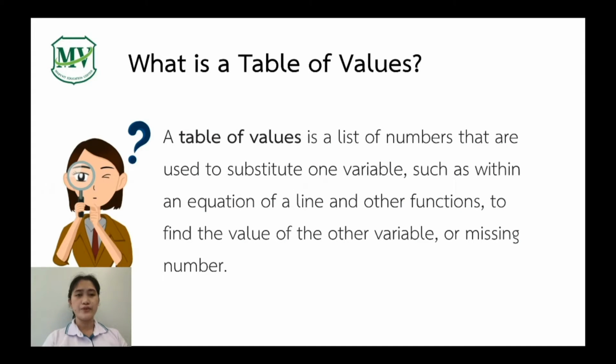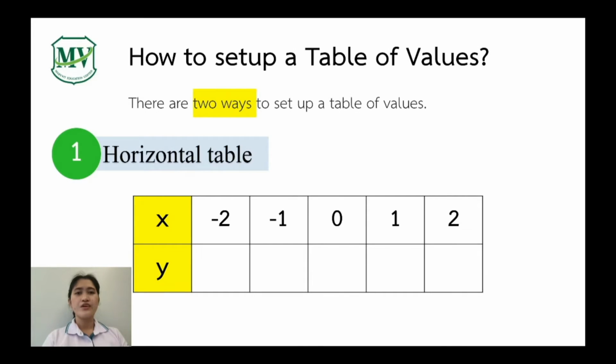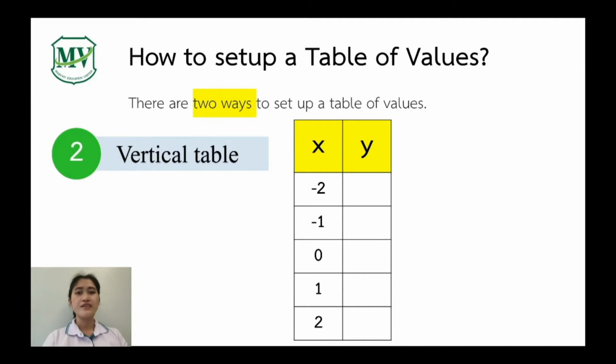Have you heard the word table of values before? A table of values is a list of numbers that are used to substitute one variable, like x, to the equation to find the value of y. We can set up a table of values in two different ways. It could be a horizontal table or a vertical table.